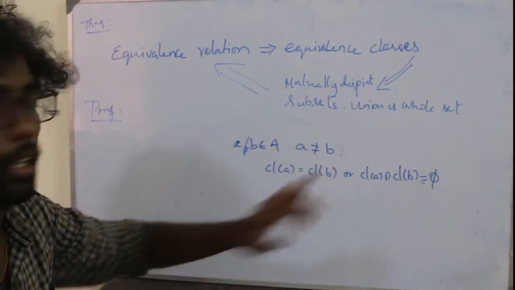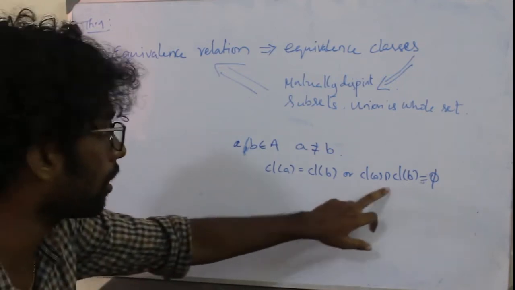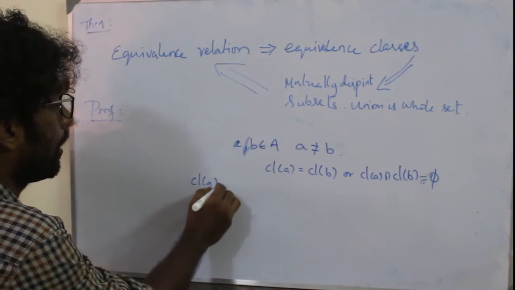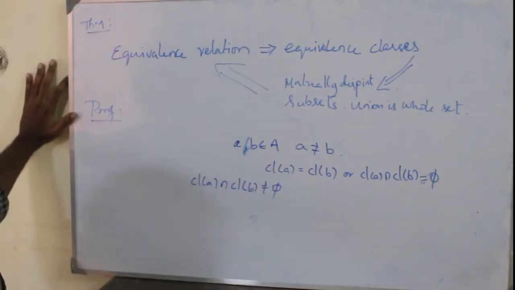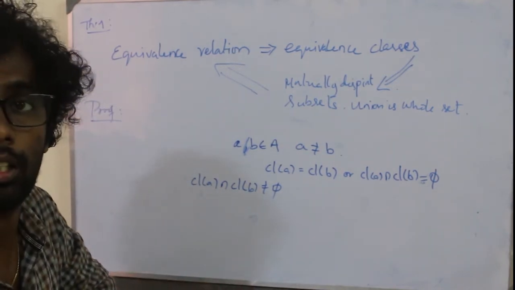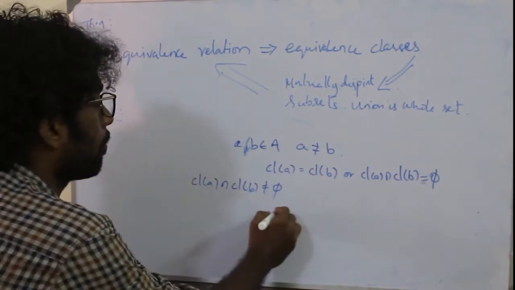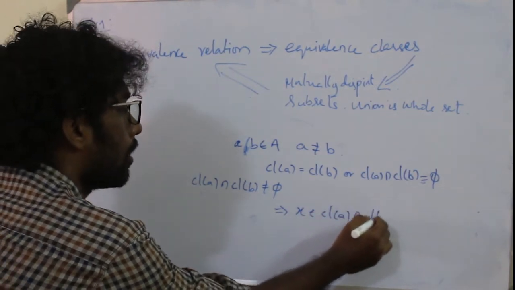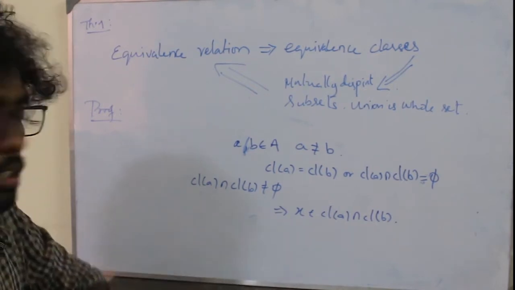Suppose it's not empty. Then what should be proved? This one should be proved. If it's not empty, this one should be proved. So suppose Cl of A intersection Cl of B is not empty. What does that mean? In the intersection there exists an element. If the intersection is not empty, there exists at least one element, which implies X belongs to Cl of A intersection Cl of B. There exists some element X, I have just taken it.